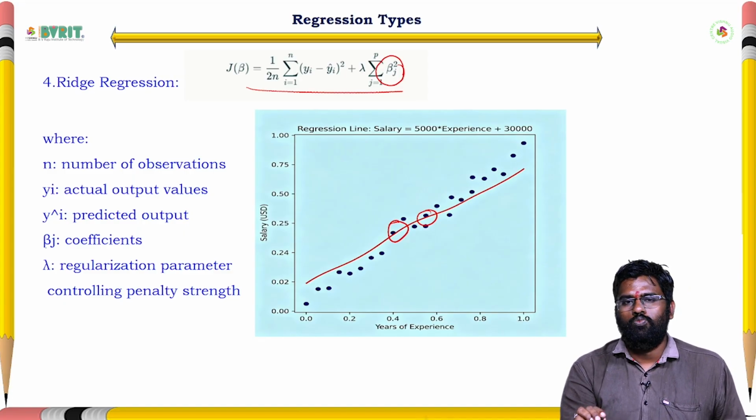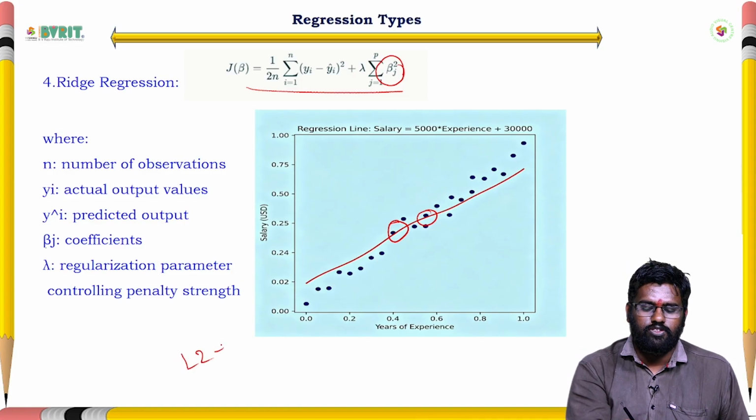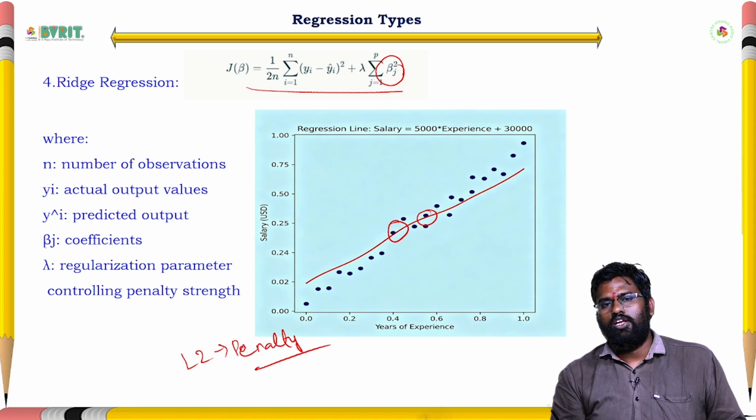We have to touch only 2 points. So a different format of shape is to be regression. Ridge regression means it contains an L2 penalty term. So that is about ridge linear regression.